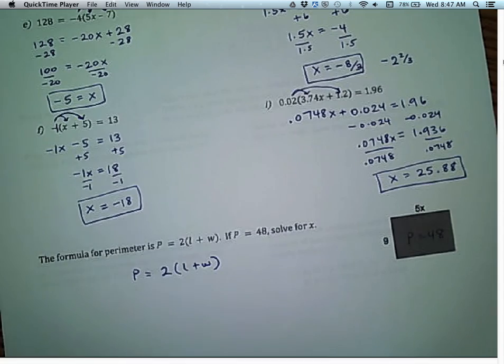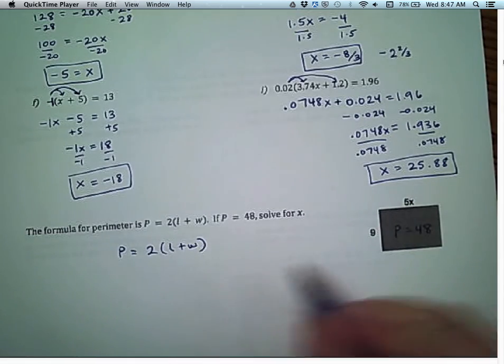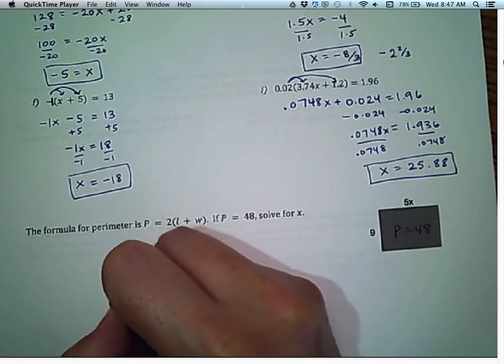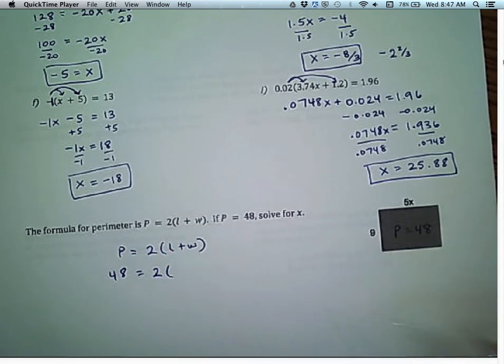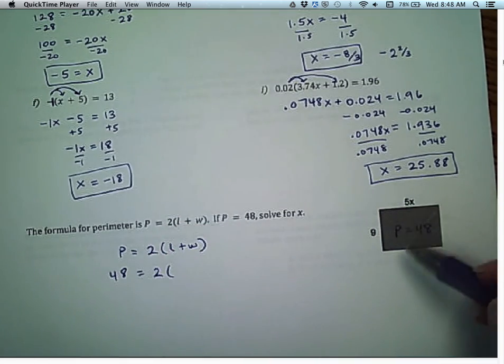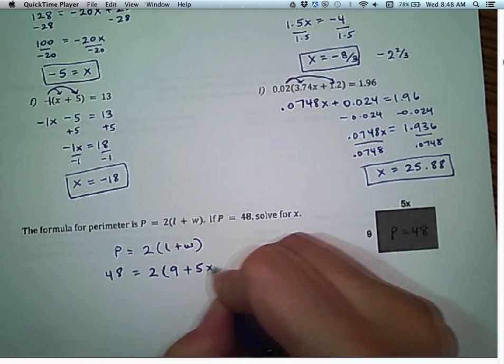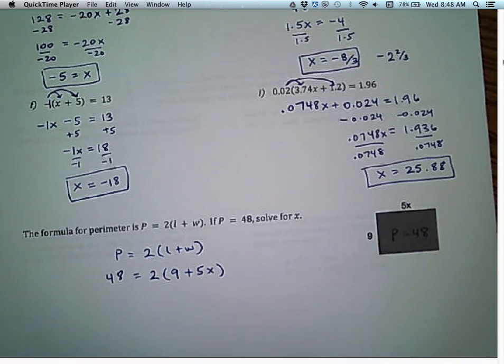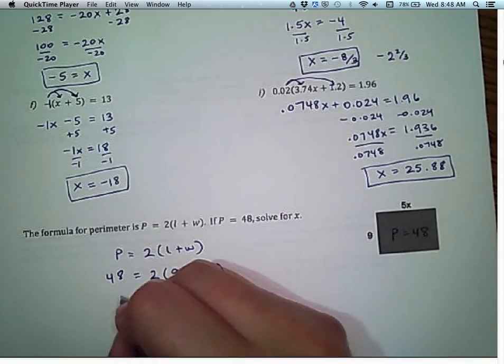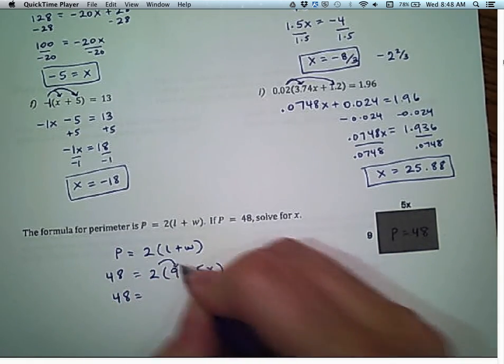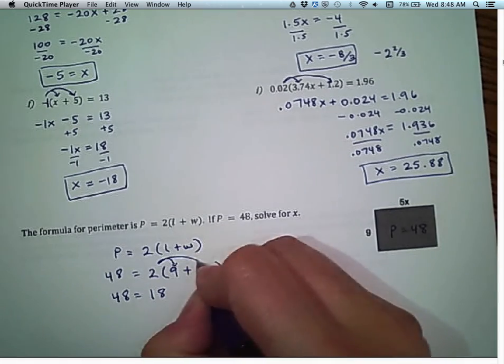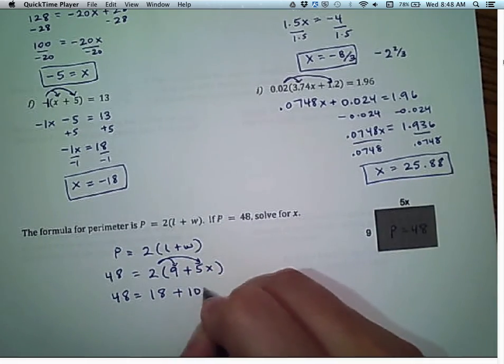Well, now we just need to fill in the things that we know. All right, we know the perimeter. The perimeter is 48. All right, 2 is just a number, and now let's see. The length, and it doesn't matter which one you call length and which one you call width. I'm going to call the length 9. 9 plus the width, which is 5x. Okay, and we're supposed to solve for x. So we've filled in all the things we know. Now we have a nice little distribution problem. I need to distribute that 2 to the two numbers inside. So 48 equals 2 times 9, which is 18, and 2 times 5x, which is plus 10x.